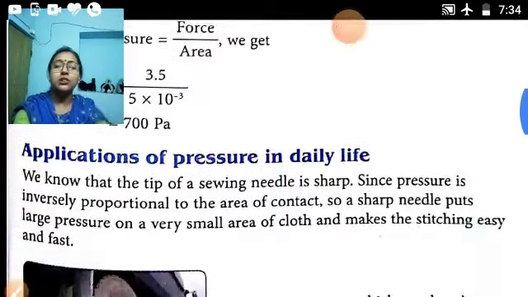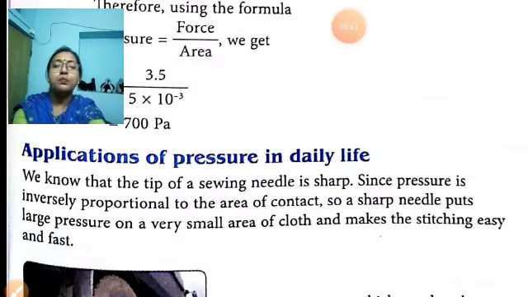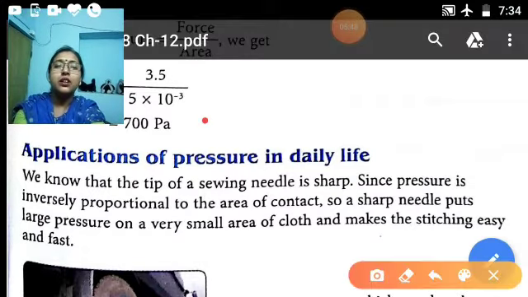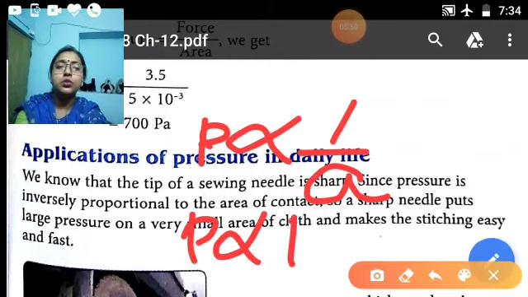Now applications. In everyday life, pressure has great importance. We know that the tip of a sewing needle is sharp. Since pressure is inversely proportional to the area, but directly proportional to force.